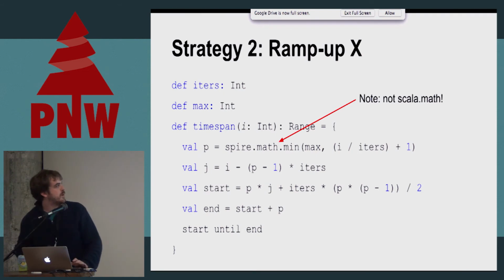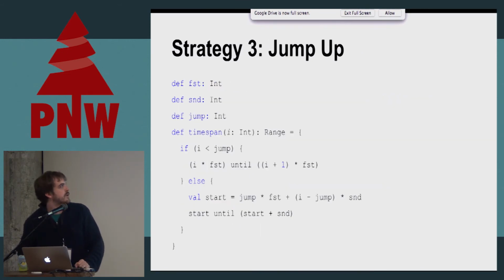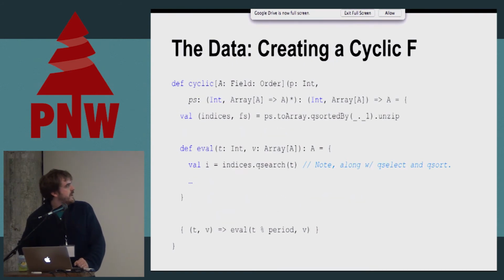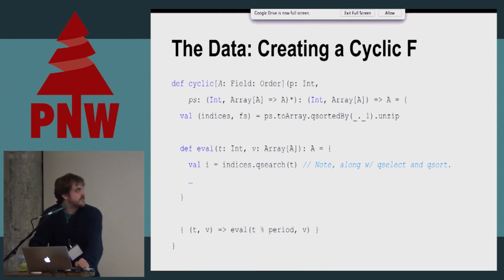This one will ramp up over a certain number of iterations, and we have some max. So we wait 100 iterations and go up by a day, wait another 100 iterations, go up by a day. Pretty straightforward. For Strategy 3, we wait like 200 days, and we jump up immediately to 7 days, starting from 1. Anyway, now we want to actually generate the data.